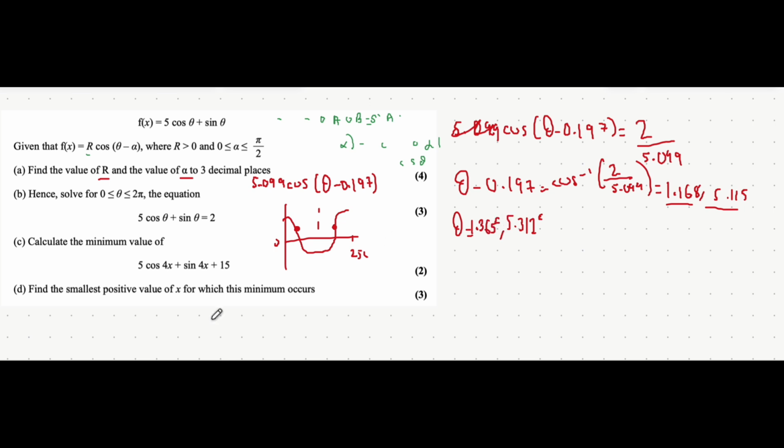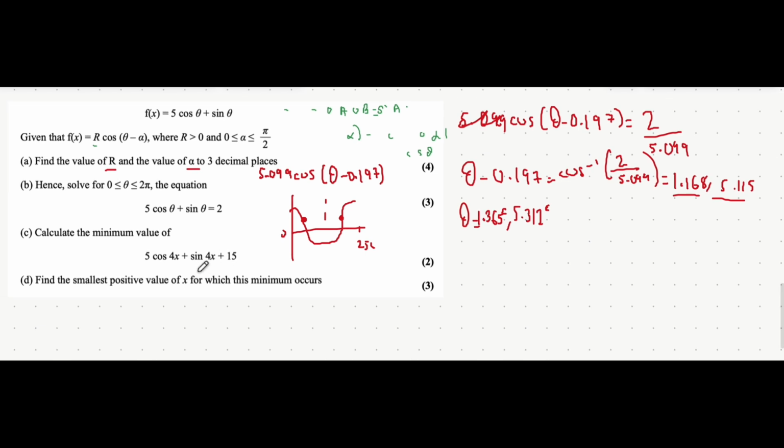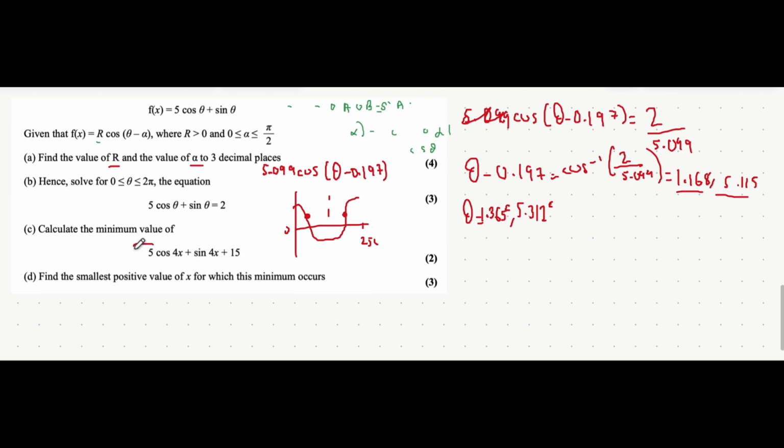Okay, moving on. It says calculate the minimum value of this expression in general. If we compare this to the expression that we did before, what's the difference? Well, the difference is theta is being replaced with 4x. So let's do that to our expression. Let's replace theta with 4x. So we can say that 5 cos 4x plus sine 4x specifically can be rewritten as 5.099 cos of, remember we said replacing theta with 4x, so 4x minus 0.197, close brackets, and then plus 15.